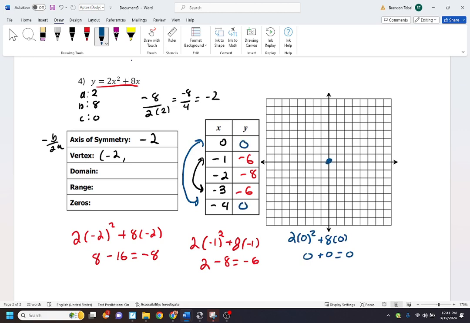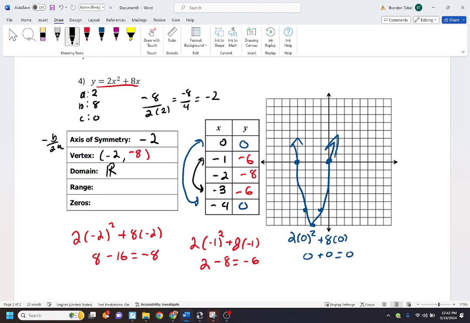Go to graph the points. 1, 2, 3, 4, 5, 6. Negative 3. Oh, I should be negative. My bad, I messed up. Negative 6, negative 8, negative 6, 0. So this is your parabola. Again, should be a V/U shape. I forgot to put the vertex as negative 8 over here.